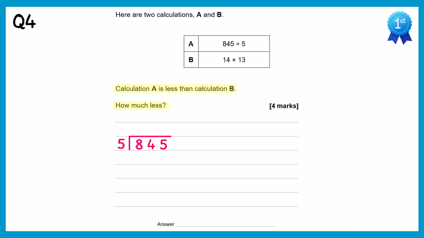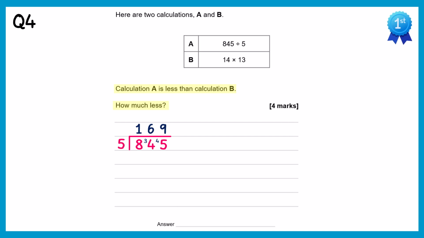So first of all, we say how many 5s go into 8, which is 1, remainder 3. Then how many 5s go into 34, which is 6, remainder 4. And then how many 5s into 45, which is 9. So the answer to calculation A is 169.